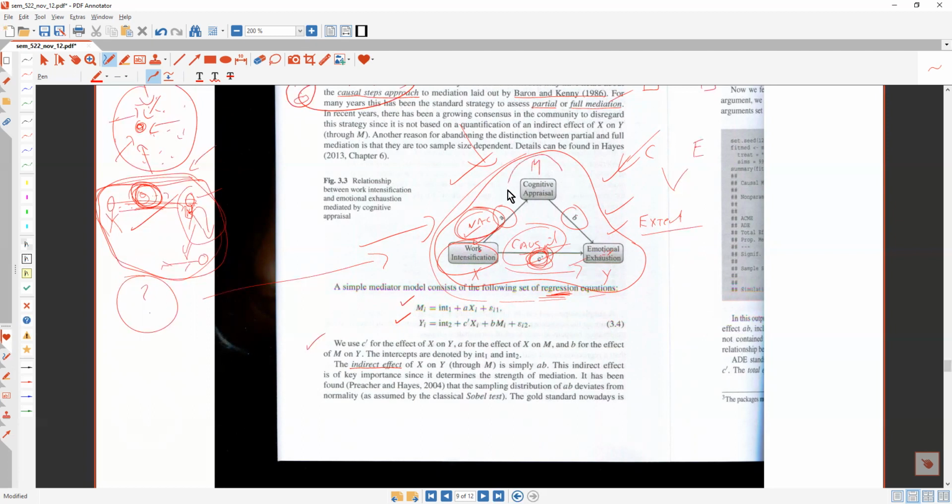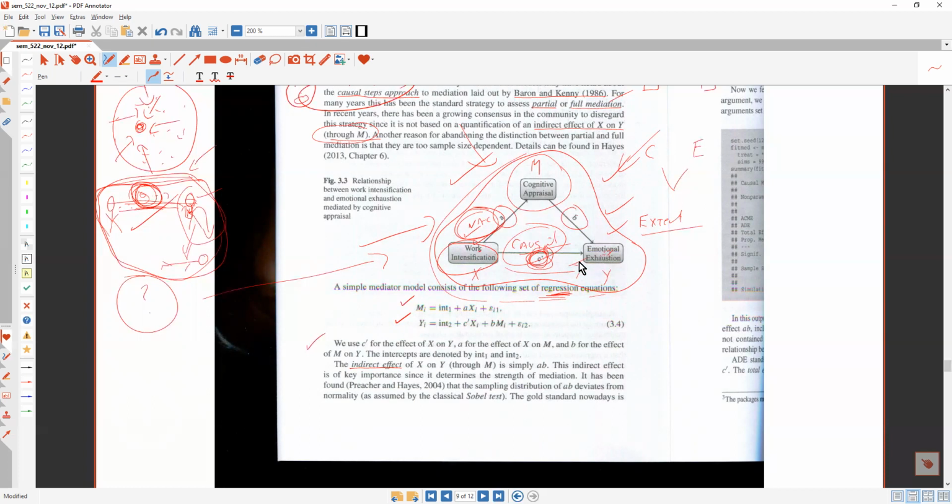So even though I put this in as a mediator, okay, what are we talking about here? We're saying there's an indirect effect of X on Y through M. Now, through M, I'm not quite sure what that means, right? How does it go through M? On a scientific basis, you would need to defend that somehow. If you're going to say work intensification goes through cognitive appraisal to emotional exhaustion, Dr. Fauci and Dr. Birx are going to say, what does that mean?